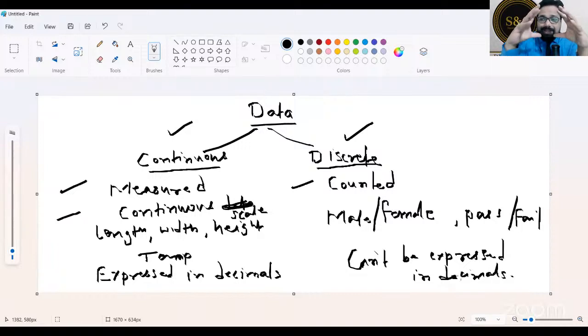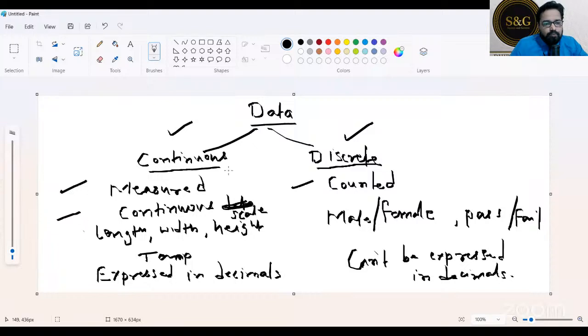Are you clear on the basic fundamental difference between continuous and discrete? Just type yes in the chat box. Are you clear with this? Just type yes. Very good. Super. If anybody has any doubt, especially new people, you can ask me 100 times. I will explain. Okay. Very nice.